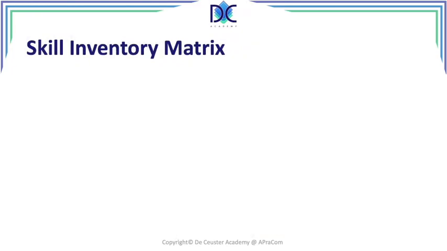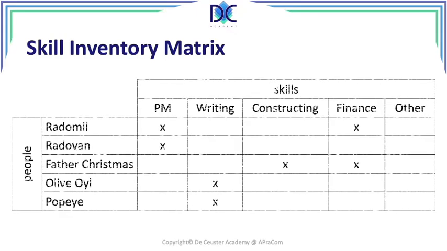When we add people to the activities, we first have to identify what we call a skill inventory matrix. We identify the skills that we need for our project. We have the people that we have. I have Radomil, Radovan, Father Christmas, Olive Oil, and Popeye working on my project. And I identify what skills they have. And here we can identify what skills are missing. And we can find solutions to add people with those missing skills to our project.